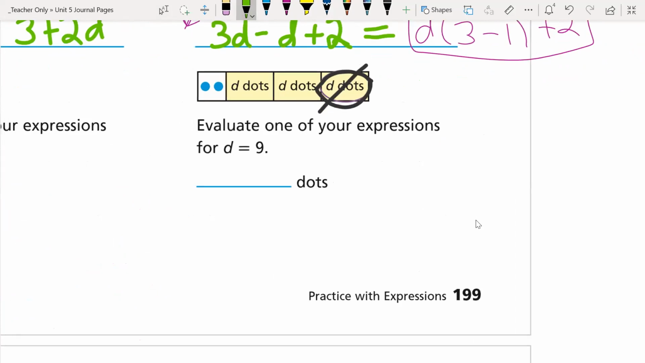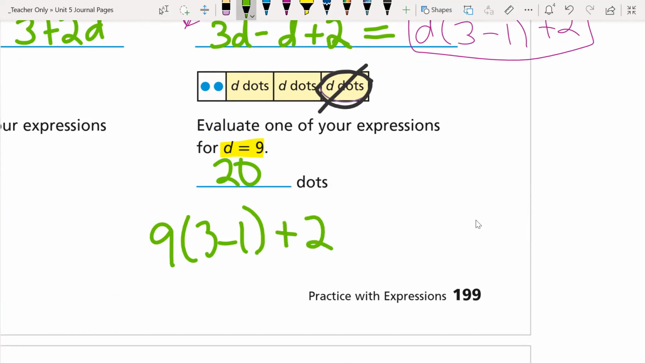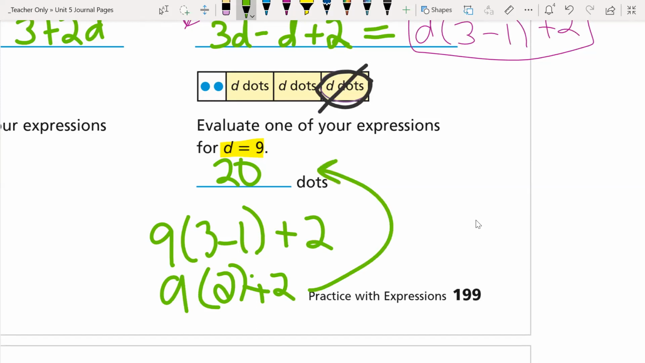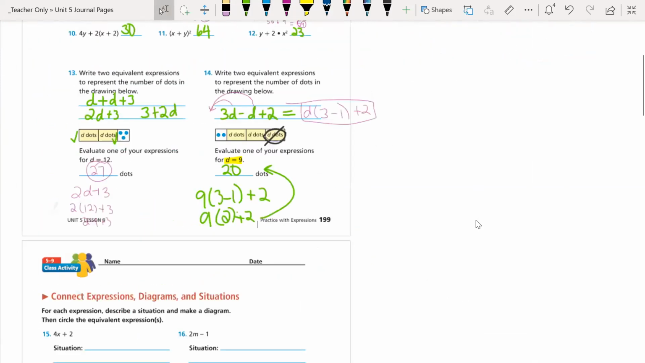Okay, now that you've tried it, 20 is the answer. We got 20 because D is equal to 9. And I have 9 times 3 minus 1 plus 2. 3 minus 1 is 2, times 9 is 18, plus 2 is 20. 20 donuts. All right, on to the next page.